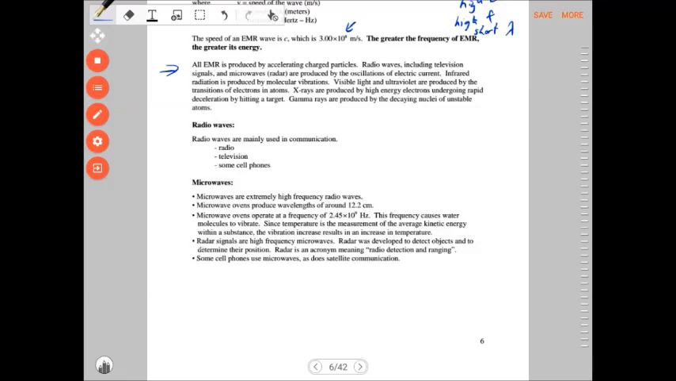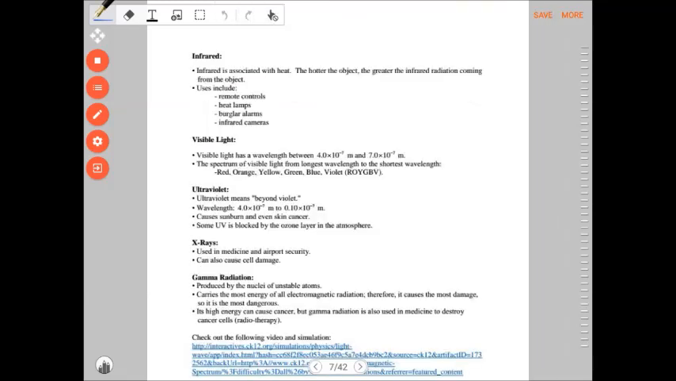Radar signals are high-frequency microwaves. Radar was developed to detect objects and determine their position. Radar is simply an acronym meaning radio detection and ranging. Some cell phones use microwaves, as does satellite communication. That's kind of neat. Infrared: remember, infrared radiation is associated with heat. The hotter the object, the greater the infrared radiation coming from that object.